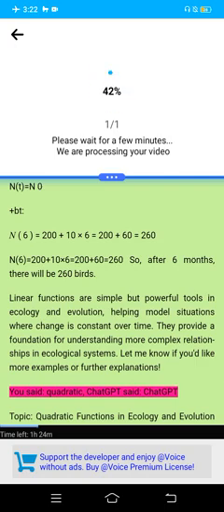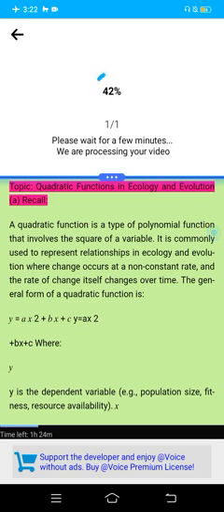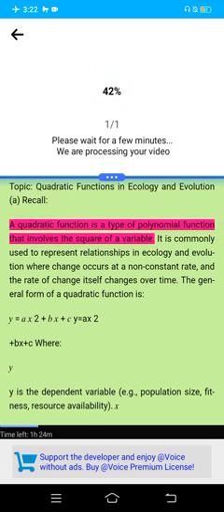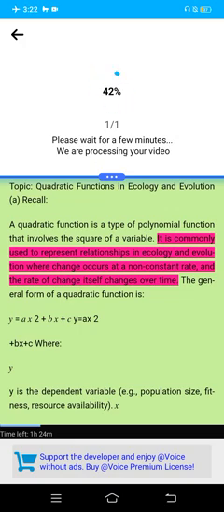Topic: quadratic functions in ecology and evolution. Recall. A quadratic function is a type of polynomial function that involves the square of a variable. It is commonly used to represent relationships in ecology and evolution where a change occurs at a non-constant rate, and the rate of change itself changes over time.